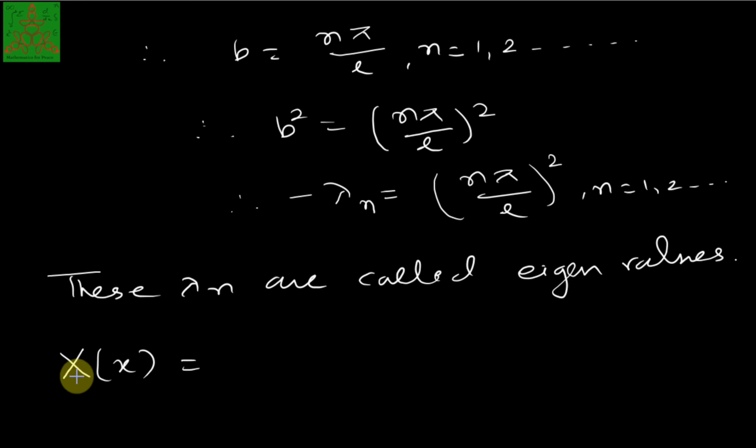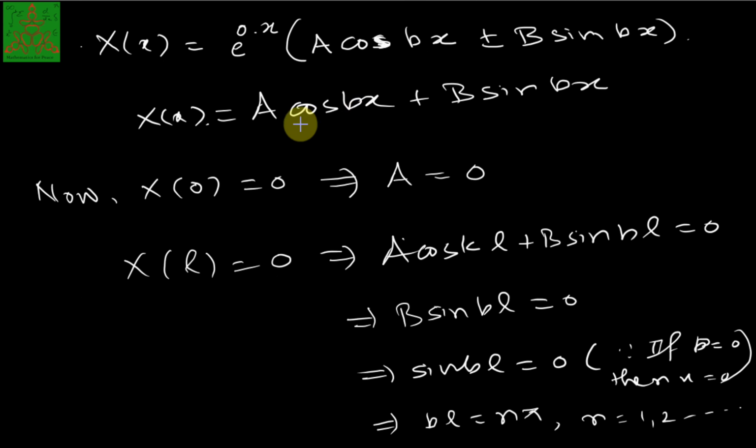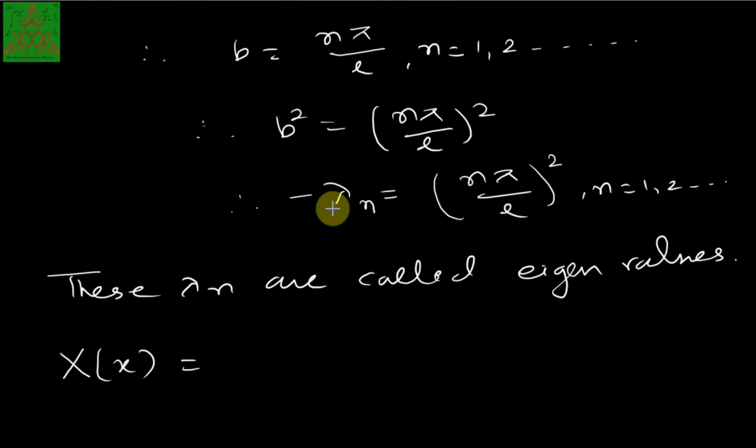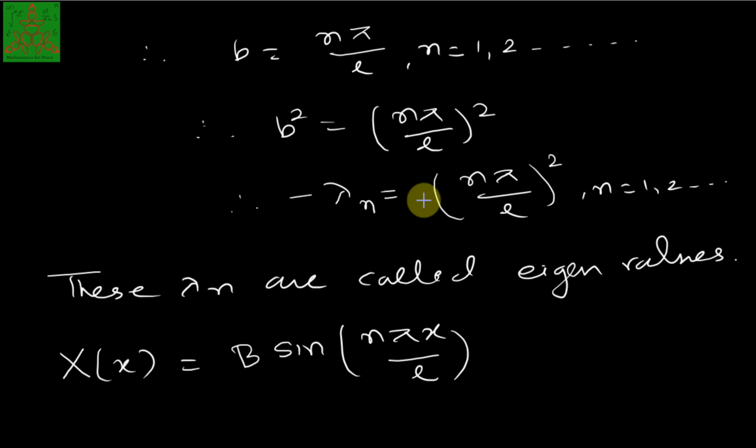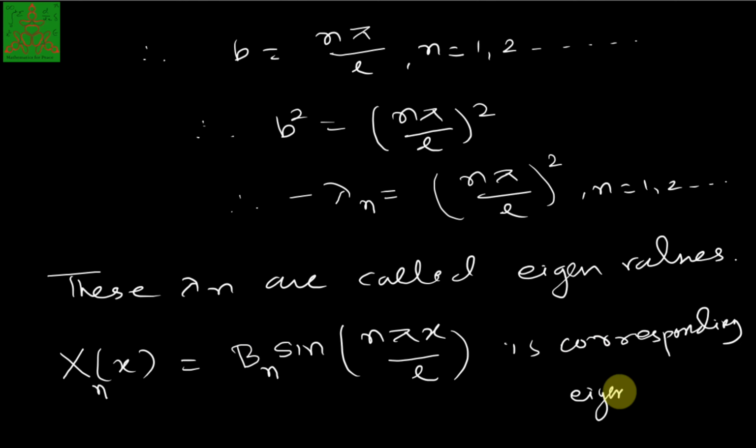We know that X of x is A cos bx plus B sin bx, but the value of A is 0, and the value of b we got from this, that is n pi by L, so we can have it as B sin(n pi x upon L). And since we have considered lambda depends on n, this also depends on n, and this Bn is a constant which also depends on n. So this is the corresponding eigenfunction for the eigenvalue problem.